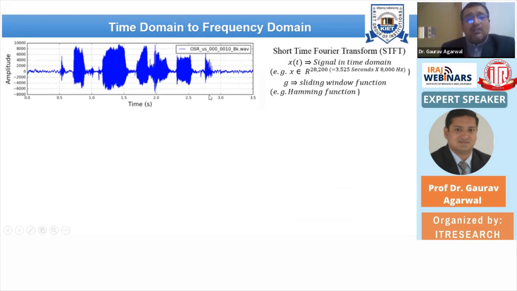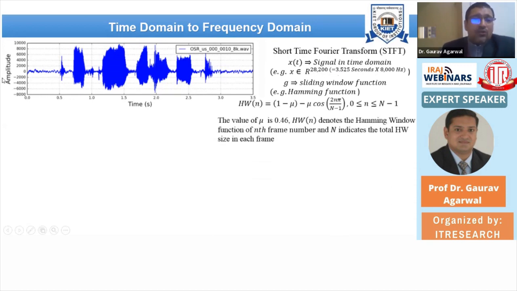To avoid all this, we apply the short time Fourier transform. In the short time Fourier transform, the complete signal is represented as xt, and the domain of xt is 28,200. Where am I getting this value from? The duration of the signal is 3.525 seconds and the frequency of the signal is 8,000 hertz. So when we multiply the frequency with seconds, it gives us a domain size of 28,200.